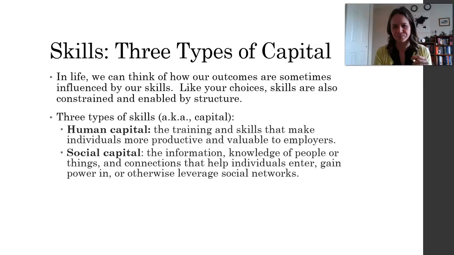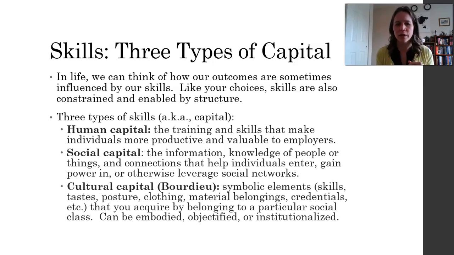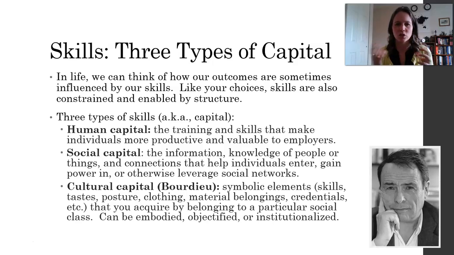The third type of capital is called cultural capital, and this term was coined by Bourdieu. Cultural capital means the symbolic elements, which can be things like skills, tastes, posture, clothing, material belongings, and credentials that you acquire by belonging to a particular social class. And these things can be embodied, objectified, or institutionalized.